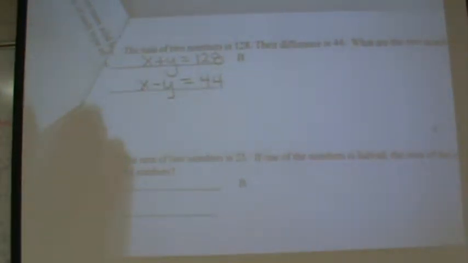Okay? Now you can solve it at home. Don't do it now. But that's the setup. The word difference means subtract. This one I would use elimination. Okay, read number 2.